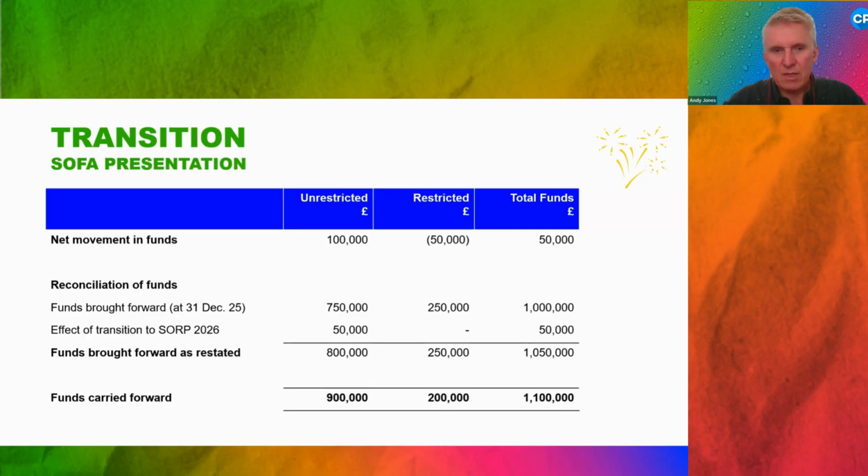If your right of use asset was more than your lease liability, then obviously you are going to have a positive adjustment there to your reserves as well, and that's something that's just important to understand in the context of your reserves.